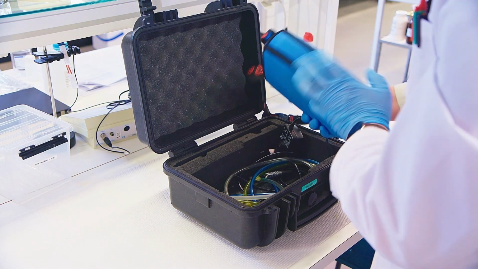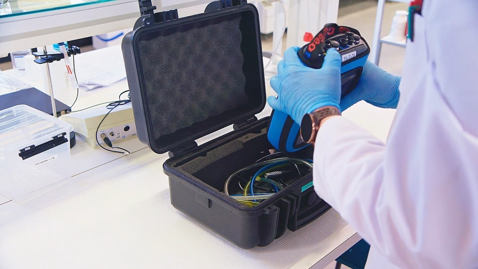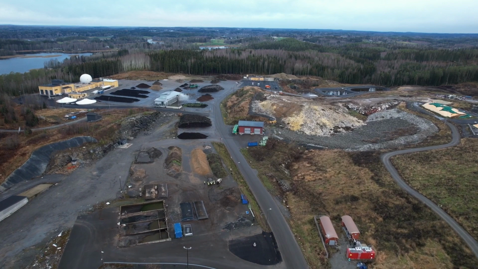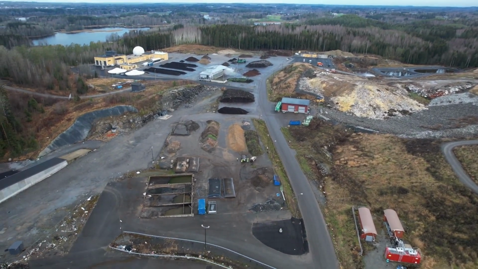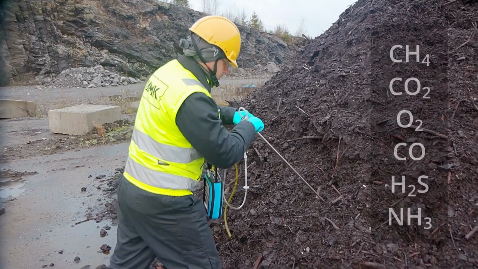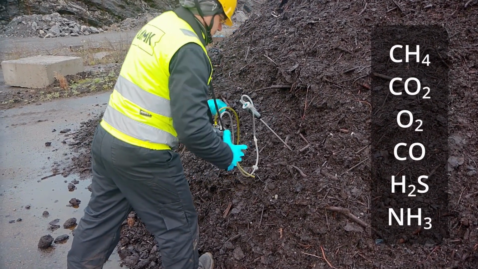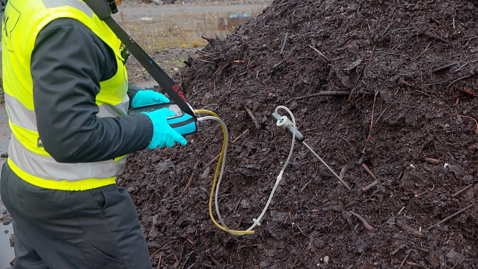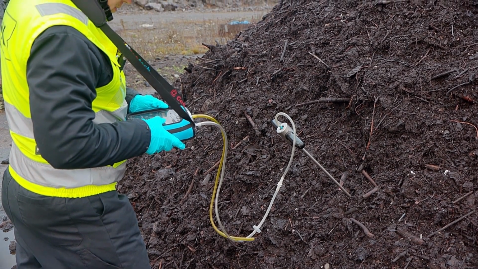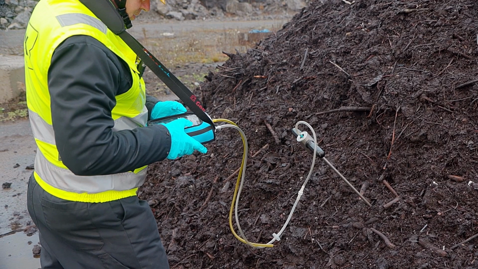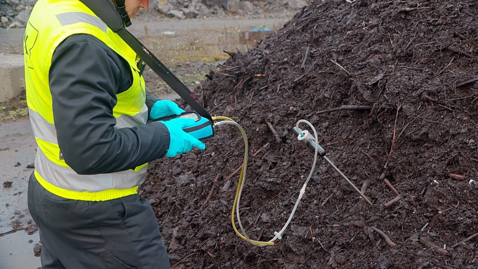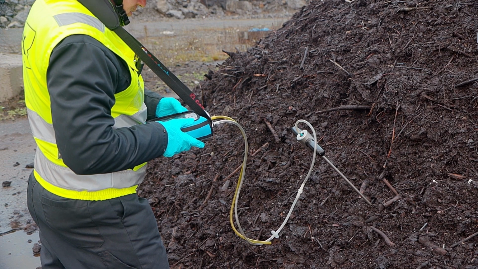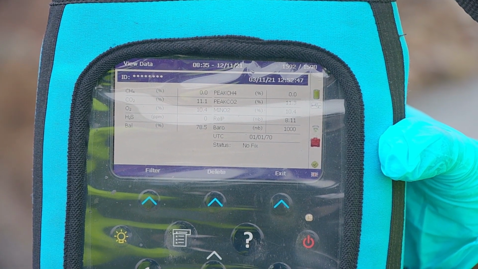Geotech GA5000 is a portable gas analyzer that can be used, for example, to measure landfill and biogases. The device can detect methane, carbon dioxide, oxygen, carbon monoxide, hydrogen, sulfates, ammonia, and hydrogen. The detector can be used together with a separate sampler that is inserted into a compost pile, for example. The device sucks in gases from the sampling point and displays their concentrations on the screen in real time. The measured values can be saved in the device's memory and later transferred to a computer for closer inspection.